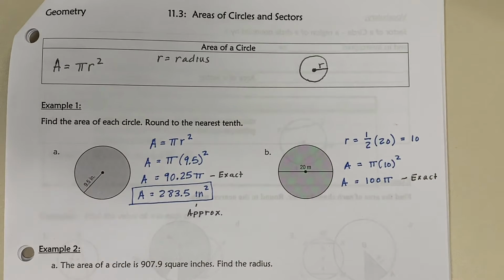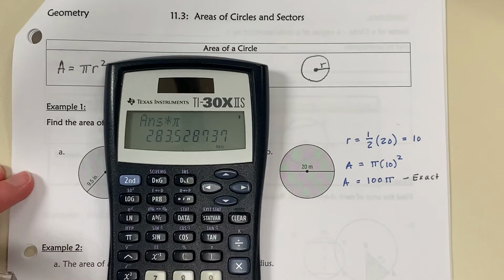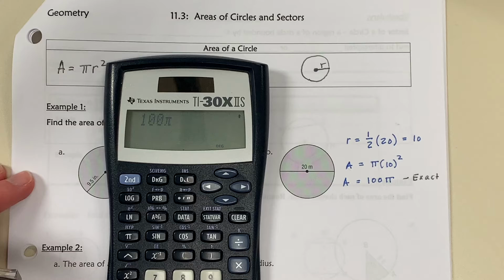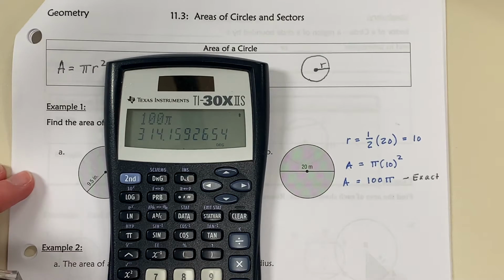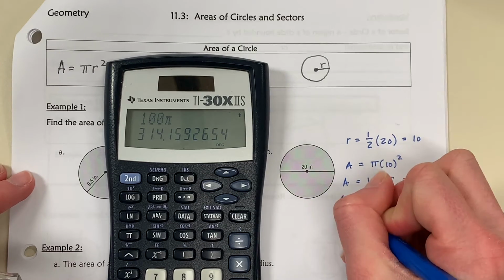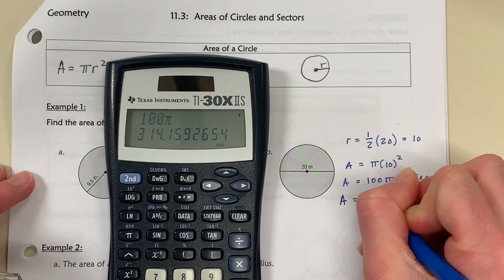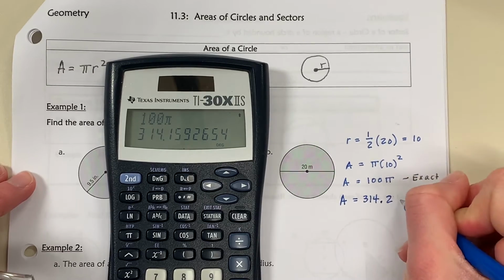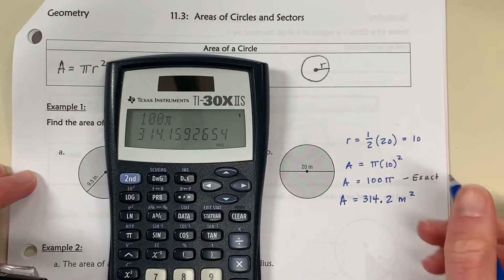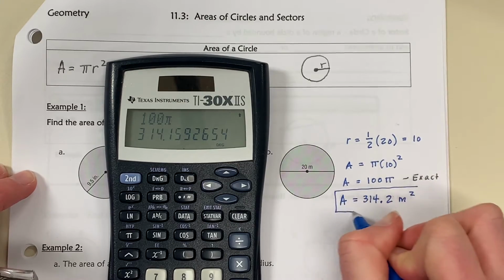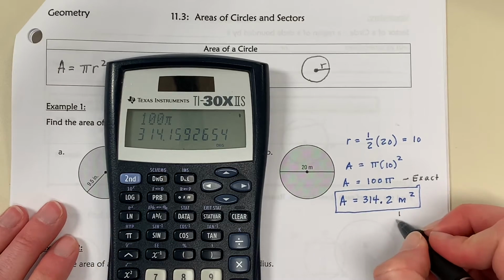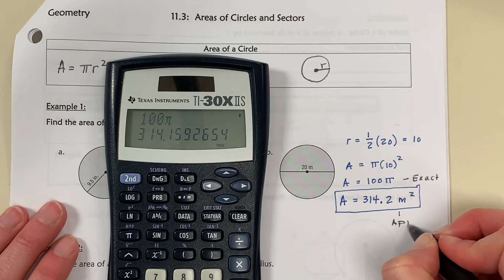Okay, I'm going to plug that into my calculator. So 100 times pi, if I hit equal to and round it to the nearest tenth, then the area is 314.2, and that would be meters squared. This represents an approximate answer because I had to cut the number off and round.